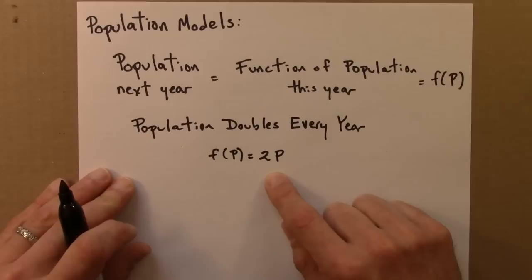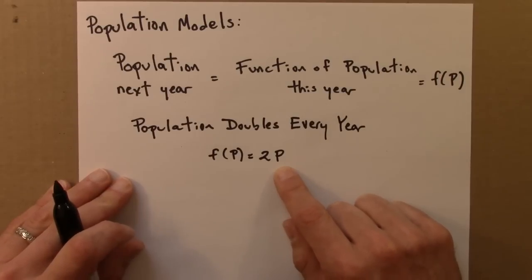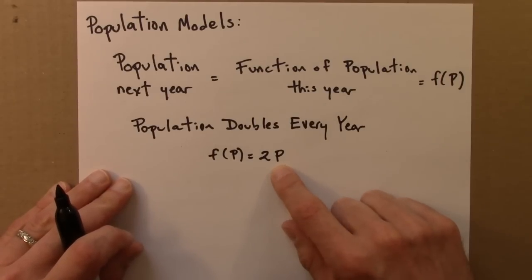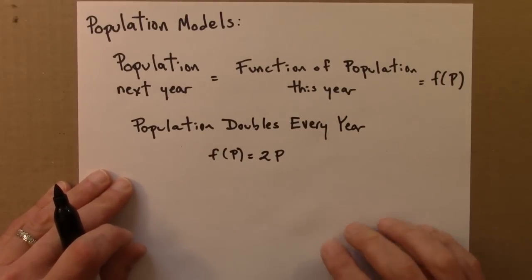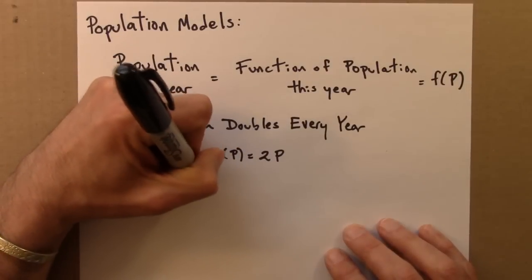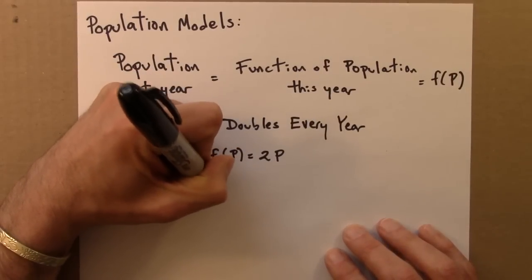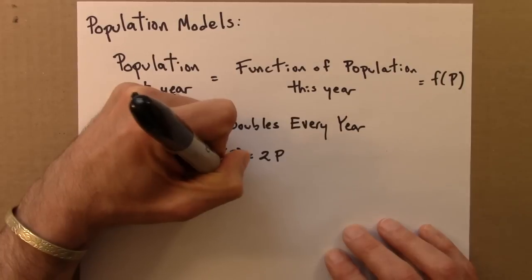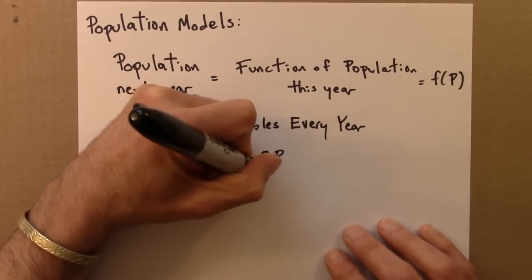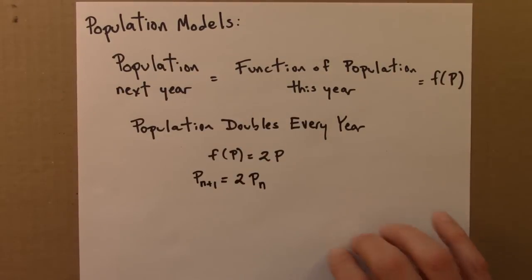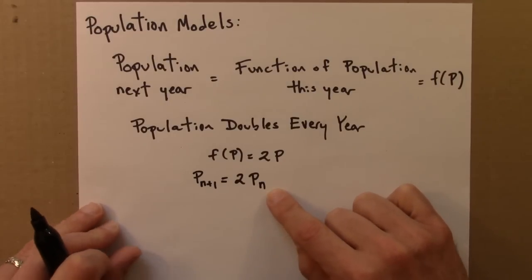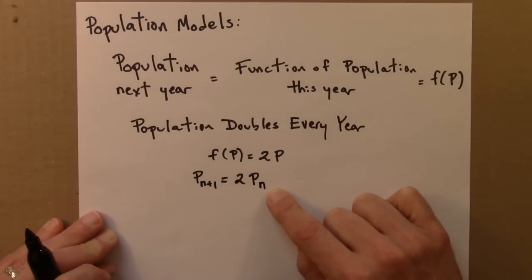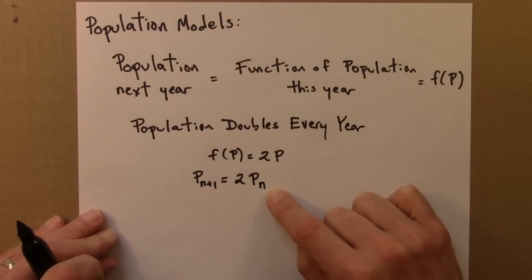The population next year is twice the population this year. I can write that in another notation that perhaps makes this clearer. P of n plus 1, that's next year's population, is just twice this year's population. So this is just the doubling function, one of our first examples of an iterated function from Unit 1.